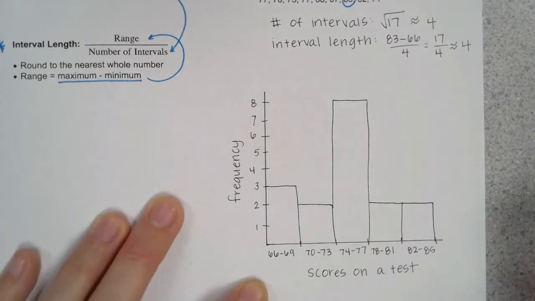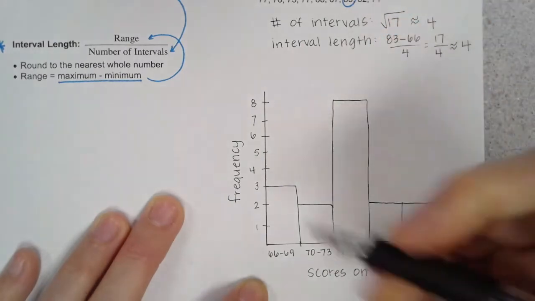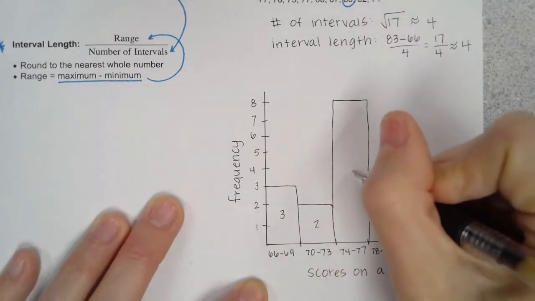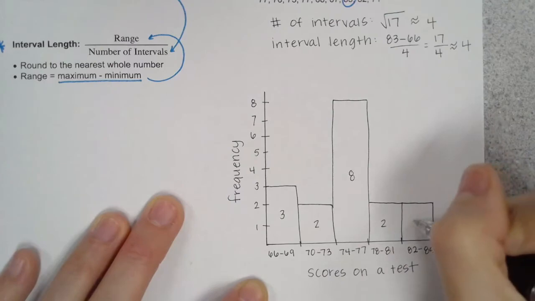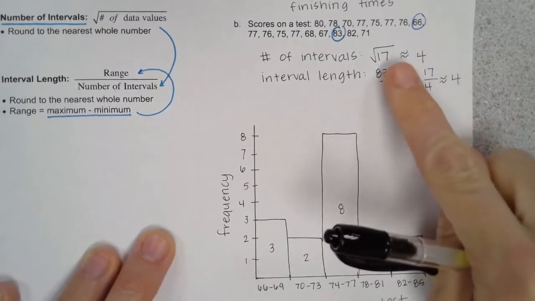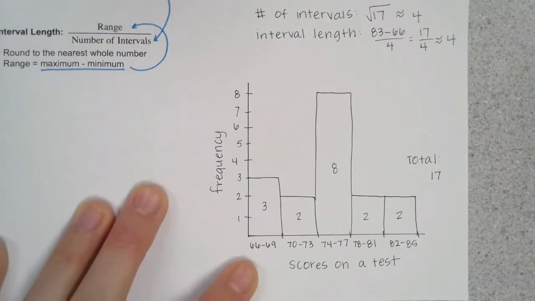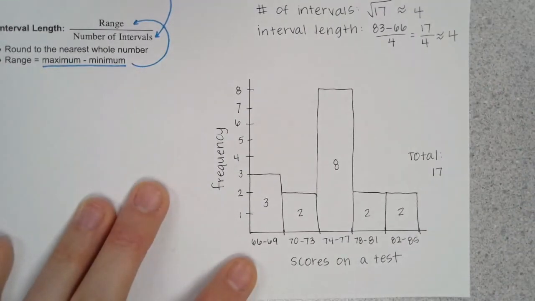Remember, when you're all done, it can be helpful to go back and either above the bar, sometimes people draw it sitting up here, or inside the bar is fine too. This is 3, this is 2, this was 8, this was 2, and this was 2. We remember from when we found the intervals, there were 17 values in the list, and so we can go back and add these up to make sure that there are 17, and so that checks out, and so that's good because it means that we didn't miss any of the numbers.